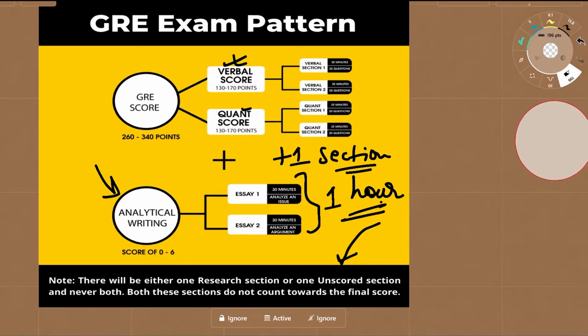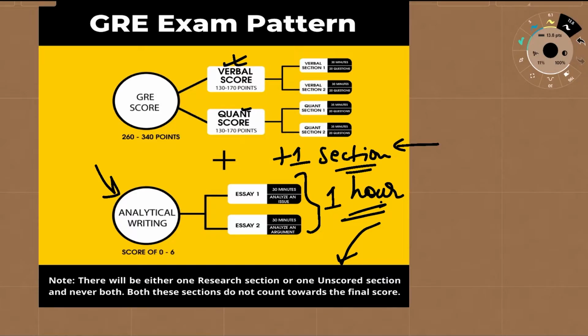So my point being that you will be given an extra section, which will not be graded. But the catch over here is that they won't tell you that this section is an unscored section. So you'll have to attempt it with all your effort. You have to be serious about it. You can't be like, okay, this might be an unscored or research section, I'll just wing it or something like that.